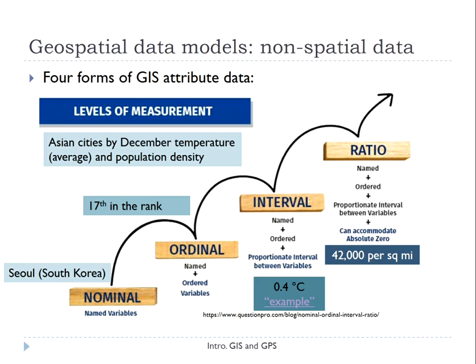Now, attribute data can be categorized by measurement level. There are four forms of attribute data: nominal, ordinal, interval, and ratio, in order of measurement level. Let's assume we are looking at a data table that contains information on Asian cities by average temperature in December and population density. Names of the cities are clearly nominal data, while the rank in population density is ordinal data. These variables can be written in numbers, but they are not necessarily a quantity or magnitude of the item. So you can't and shouldn't do any calculations such as additions, subtractions, or multiplications.